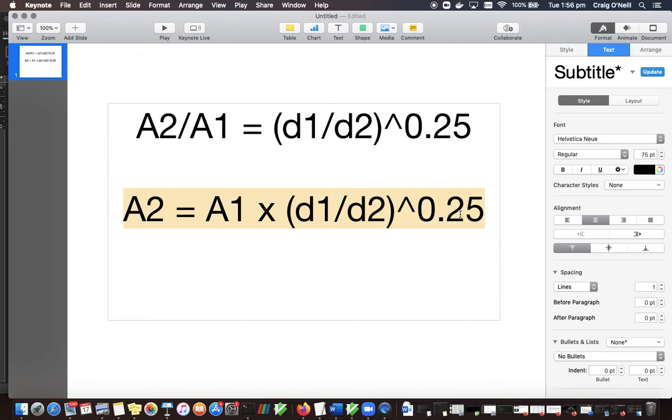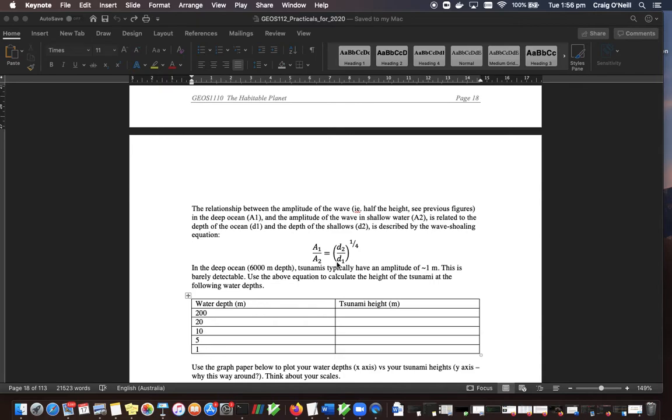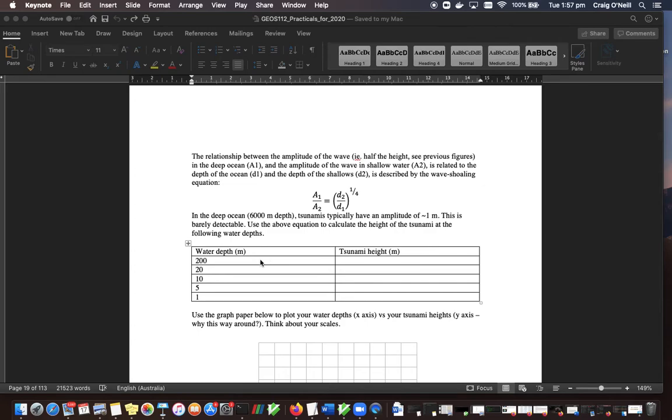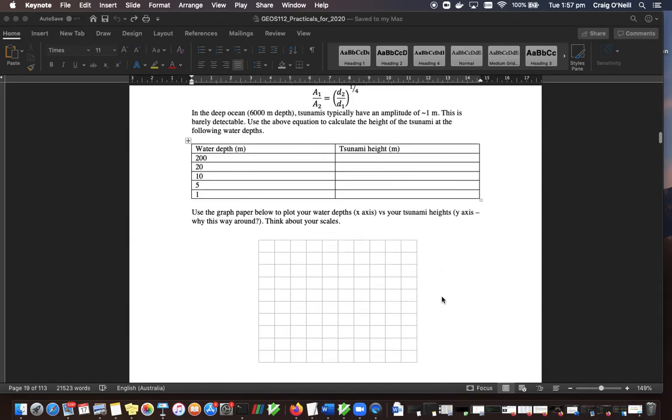If you do this in your calculator or anything, make sure you use brackets so that you're getting everything that needs to be in brackets to the power of 0.25 in the right order as well. So that's the equation we use. If you haven't done this for a little while, feel free to work through the maths to brush up your algebra. But essentially take that equation and work out the tsunami height for 200, 20, 10, 5, and 1. You should get numbers always above 1 and probably less than 10 meters for the shallowest water depths. So that should give you some sort of sanity check there.